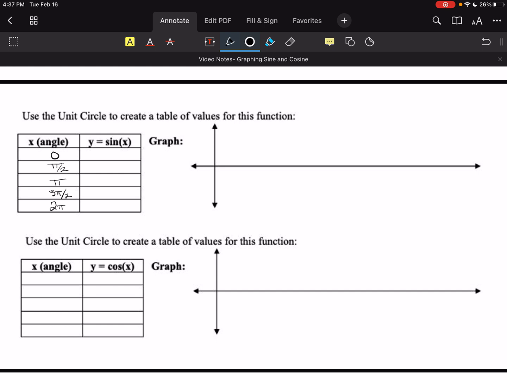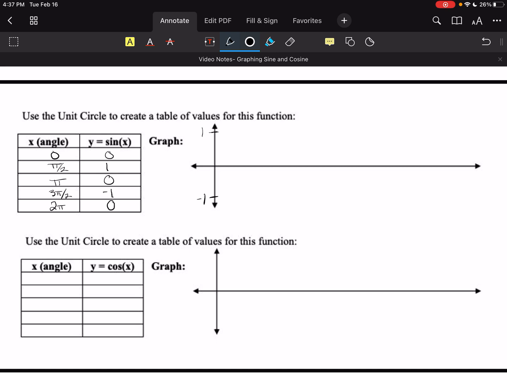So when I plug those values into my function, y equals sine of x, sine of 0 would give me a y value of 0. Pi over 2 on the unit circle gives me a y value of 1. Pi, back to 0. 3 pi over 2 is -1, and then 2 pi, back to 0. So graphically, I know that I'm only going to go up to 1 and down to -1.